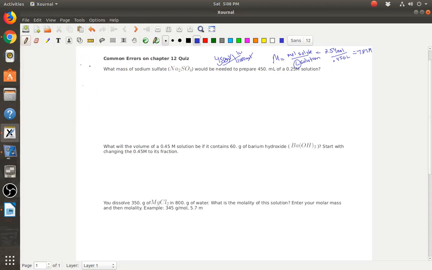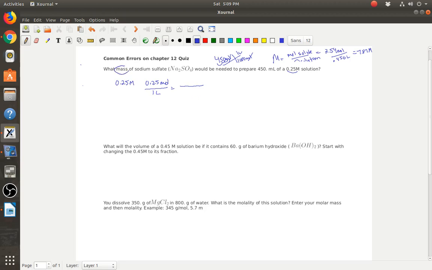So what mass of sodium sulfate would be needed to prepare 450 milliliters of a 2.5 molar solution? The first thing you really need to do when you see these is take this molarity and turn it to the fraction that it's equal to. So we have a 0.25 molar is equal to the fraction 0.25 moles over 1 liter. And then you're going to set up an equivalent fraction. You want to know a number of moles in liters.